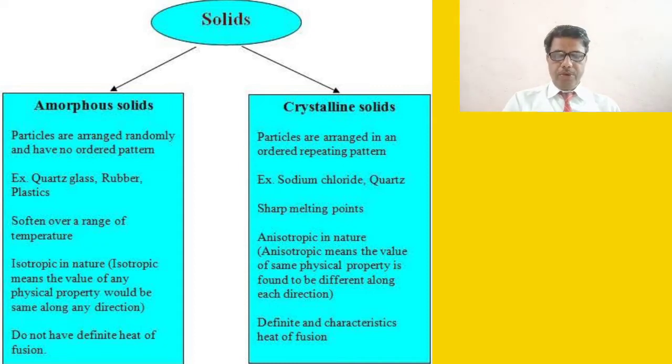Now students, next one, polymorphism. What is polymorphism? A single substance that exists in two or more forms or crystalline structures is said to be polymorphous. The most familiar example is carbon. Carbon is present in three forms: first diamond, second graphite, and third fullerene. Another example is quartz. Also calcium carbonate. They have different structures, so they are said to be polymorphous, or they show the property of polymorphism.